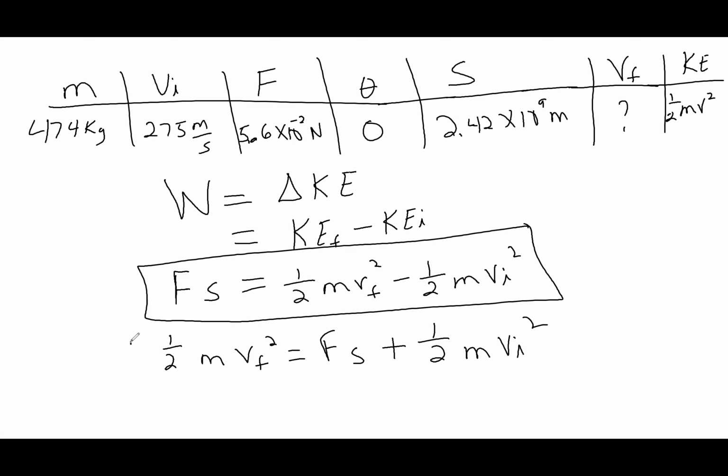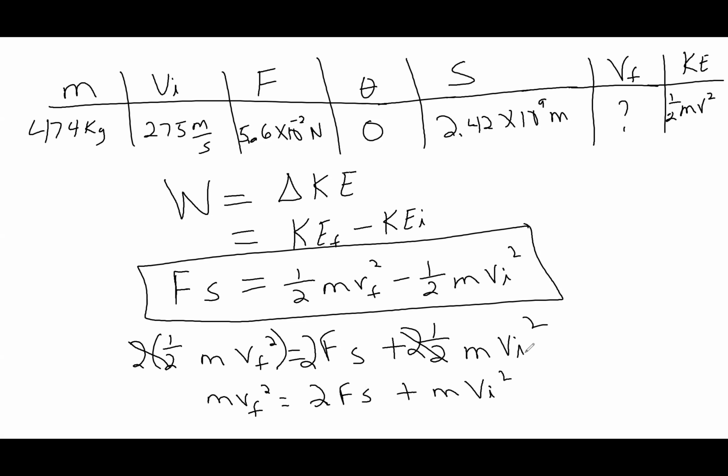In other words, I multiply this side of the equation by 2 and this side by 2, which means I have to distribute 2 here and here. So I put a 2 here and a 2 here. Of course, that cancels that out. So this 2 times 1/2 cancels out. So now I have mass times V final squared is 2F times S plus mass times V initial squared.